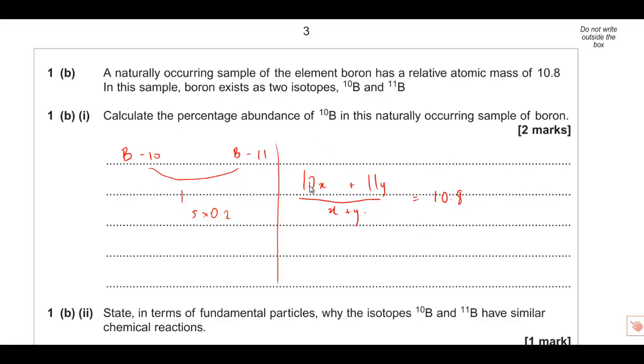So once more, this is our boron-10 multiplied by its abundance, boron-11 multiplied by its abundance, over the total abundance x plus y. When you basically sort this all out, what you end up with is a ratio of 10 to 11. You end up with a ratio of basically 0.2 to 0.8. Again, the idea being here that percentage-wise, this is 20%.